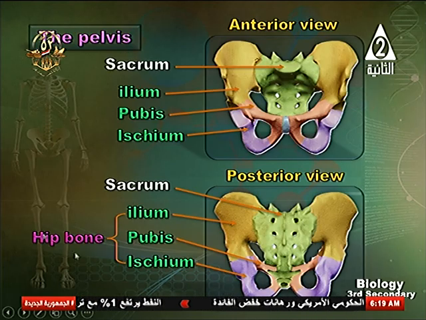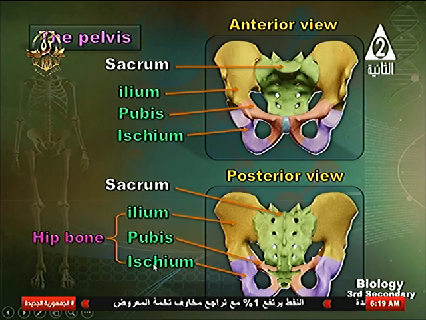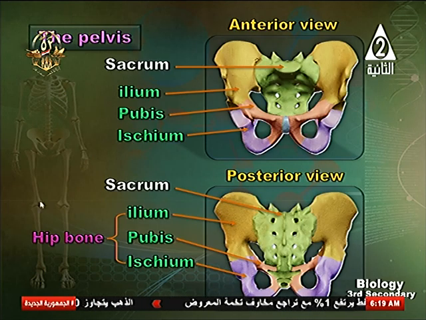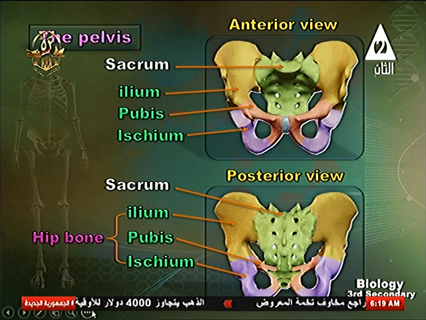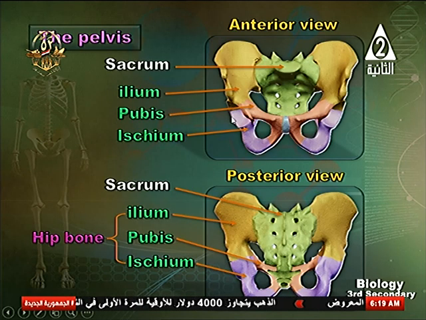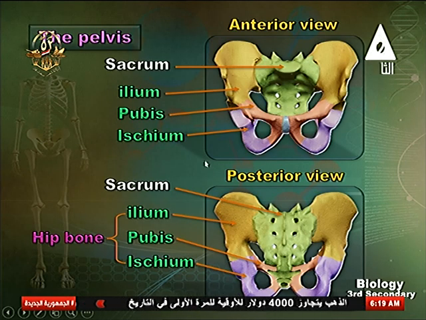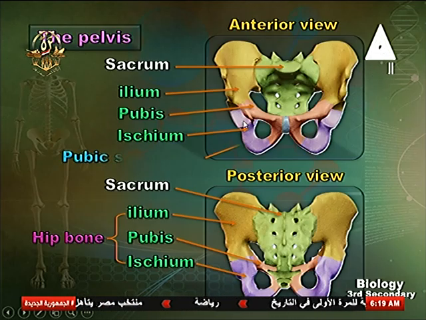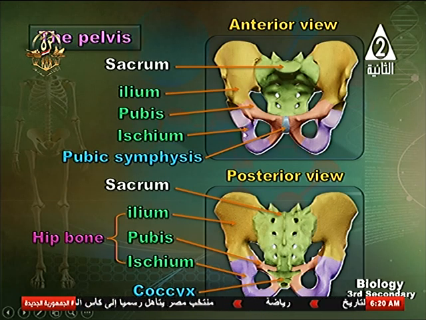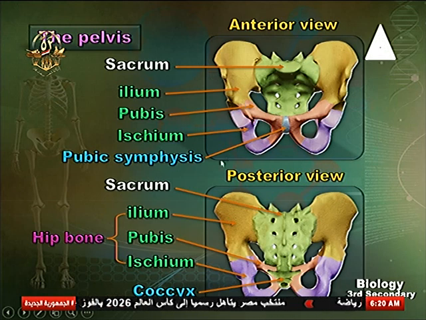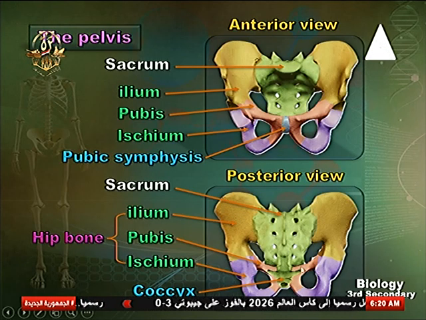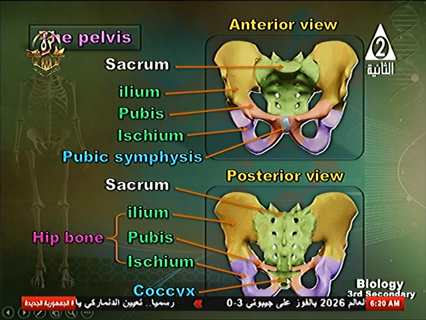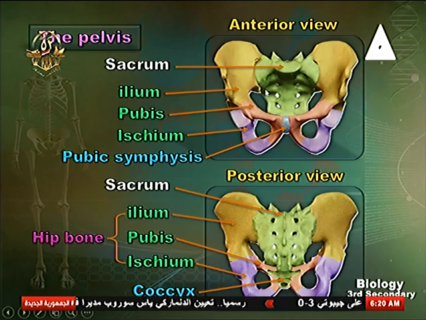Ilium, pubis, ischium form the hip bone. All of them are considered one bone because they are fused together, this bone is called the hip bone. And this one is the acetabulum cavity where the head of the femur fits in, forming the hip joint. So from the anterior view we can see the pubic symphysis, we cannot see it from the posterior view. From the posterior view we can see the coccygeal vertebra, we cannot see it from the anterior view.